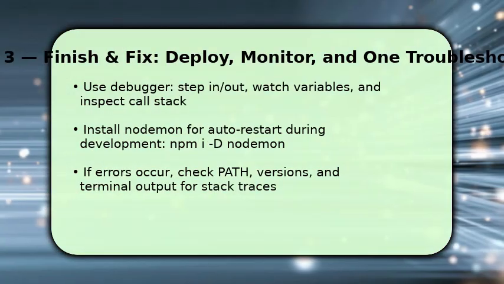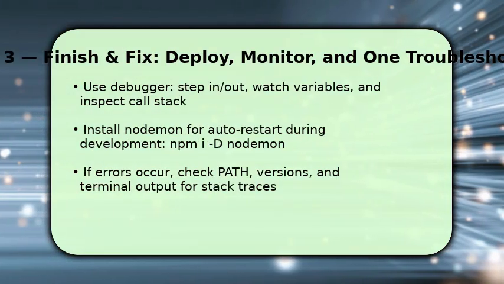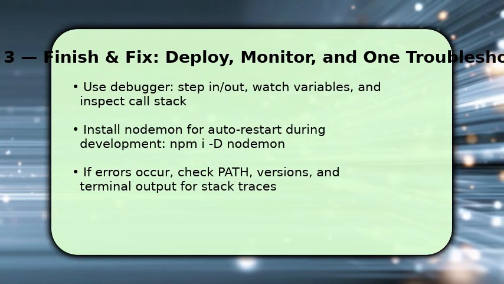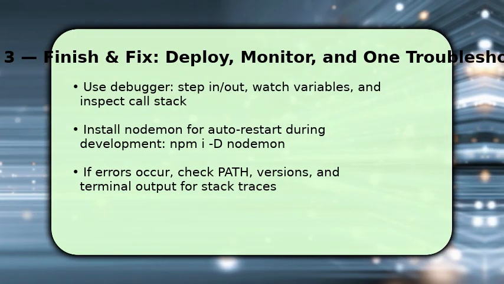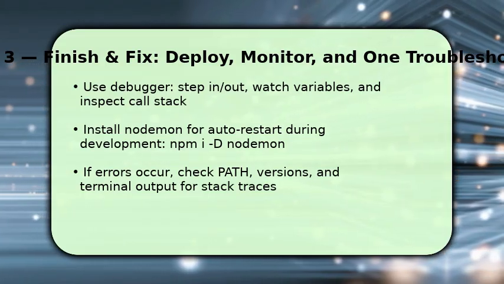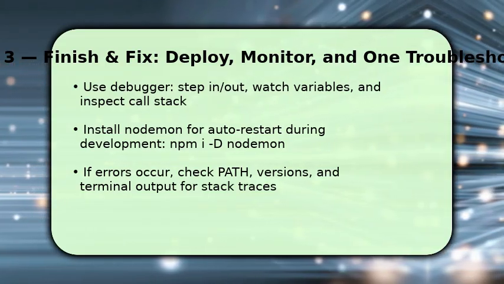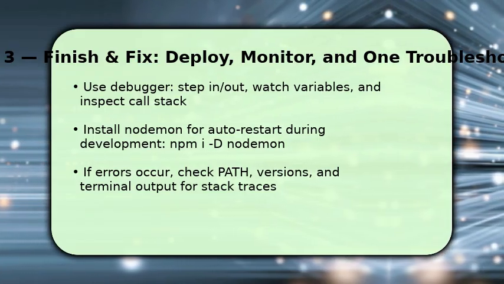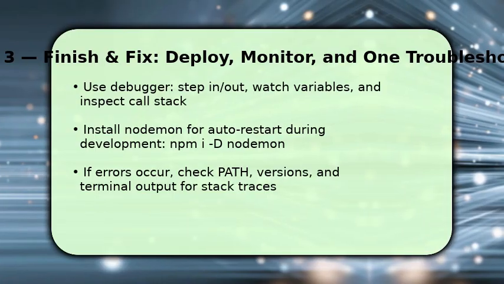To finish, run with Nodemon for auto-reloads or use the debugger to step through functions and inspect variables. This streamlines iterative testing. Once done, build npm scripts for start, test, and lint so you can reproduce runs consistently. If something goes wrong, check your path and Node version, then read the terminal stack trace carefully. It points to the failing file and line.